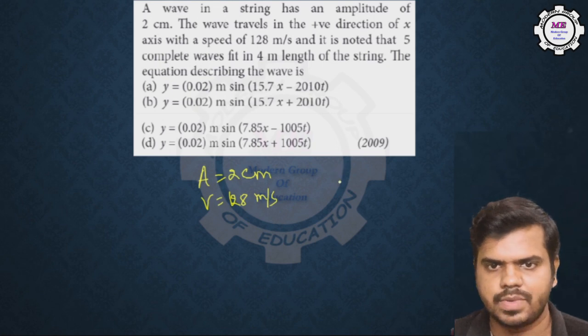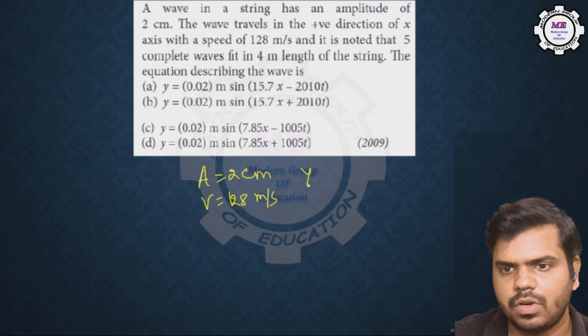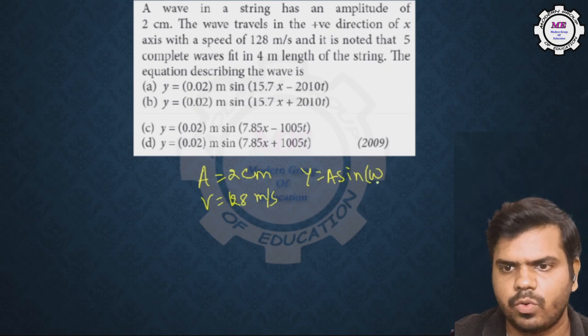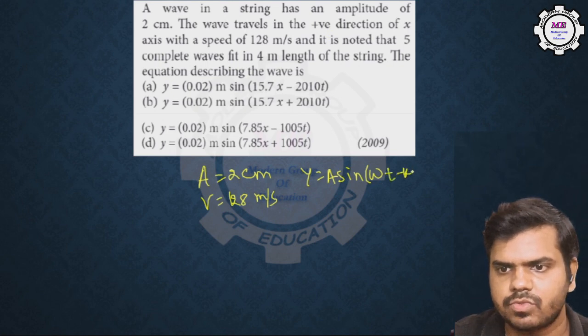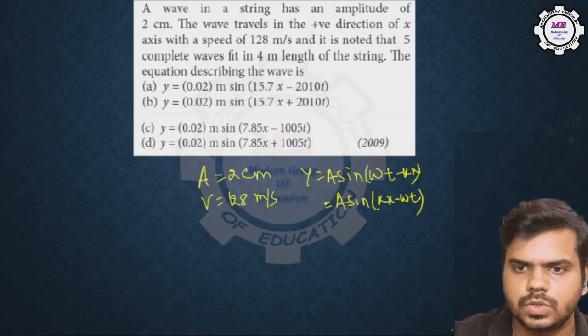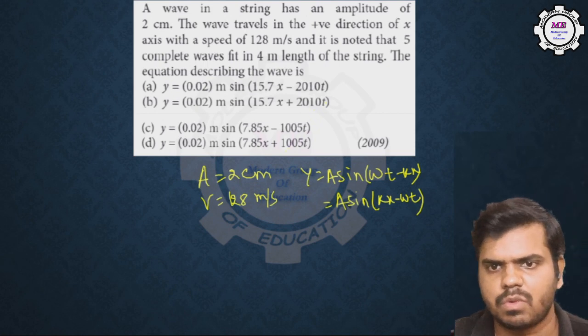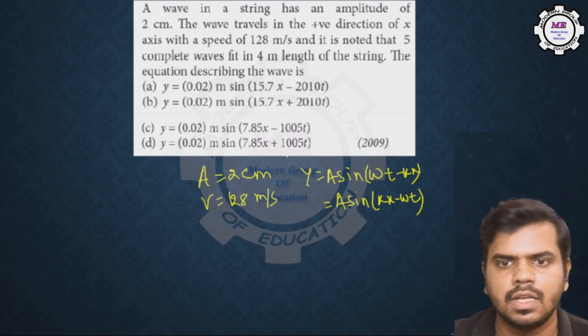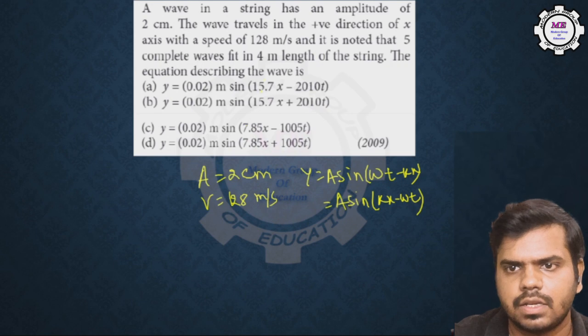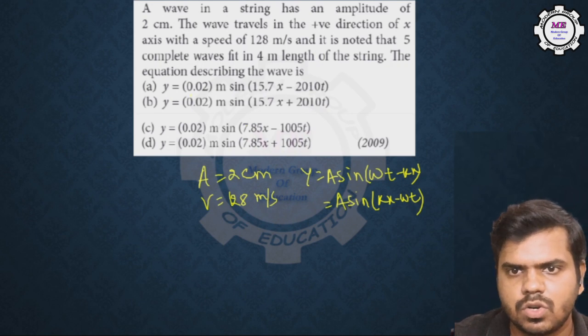The equation describing the wave is, first of all, y equal to a sine of omega t minus kx, because it is moving in the positive x direction. We can write kx minus omega t as well, because in the options there is kx minus omega t. So first of all, the kx plus omega t options get cancelled out, options B and D. Now from options A and C, it is written that... what is 0.02?